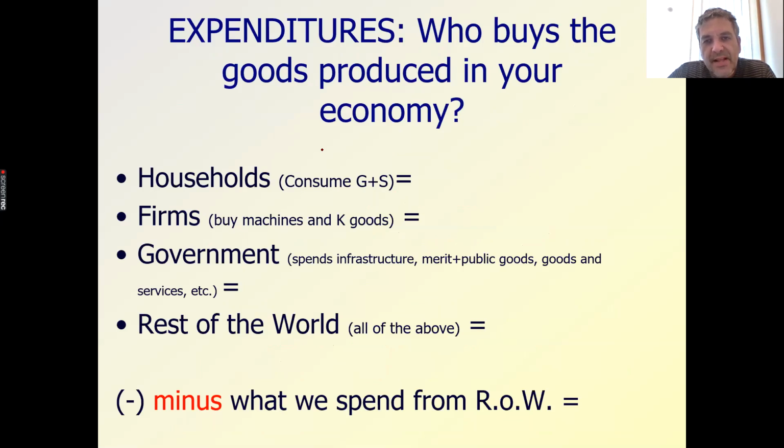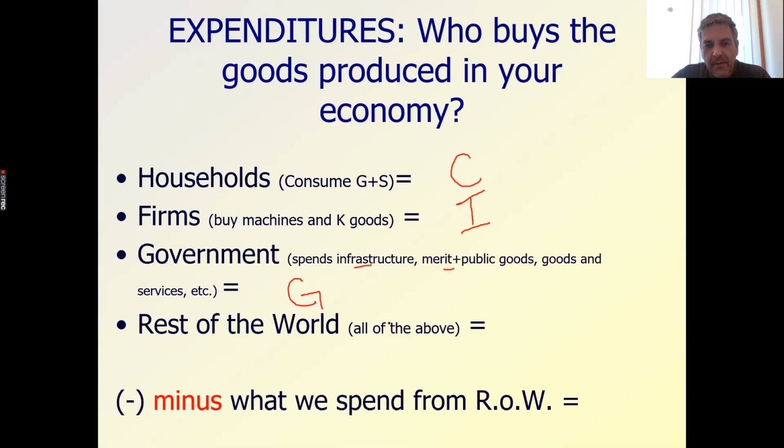I'm going to leave this slide here for you to think about who actually buys the goods. Households, they have the big C, the consumption, okay? Firms, if they buy machines and capital goods, we call it investment, okay? Capital stock, that's called investment. Government is also one who spends a lot in the economy. They spend on infrastructure, merit goods, libraries, etc. So that's the big G.